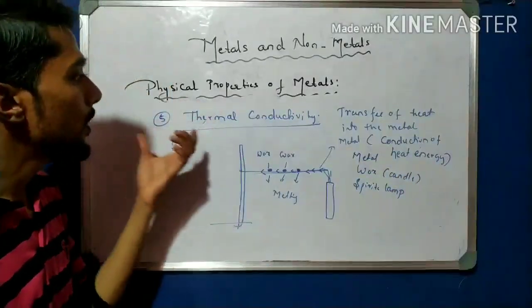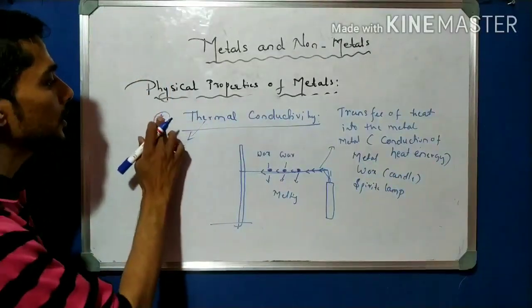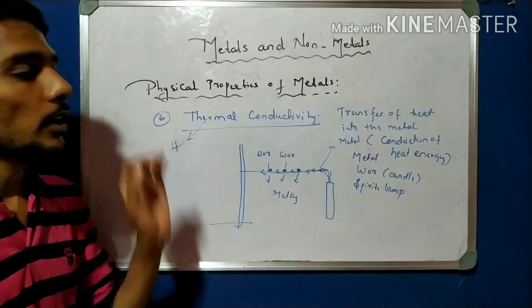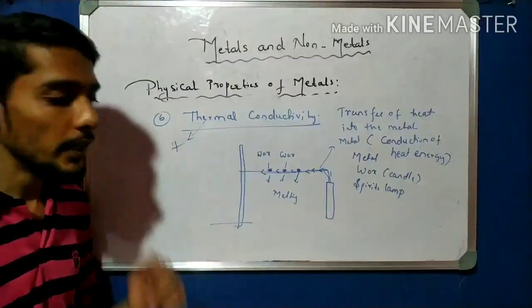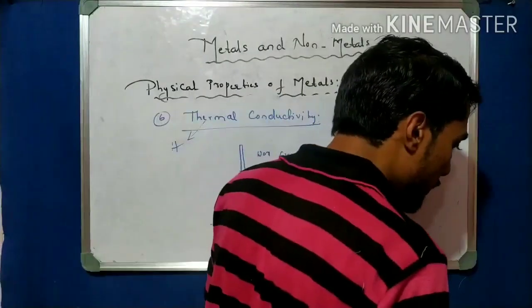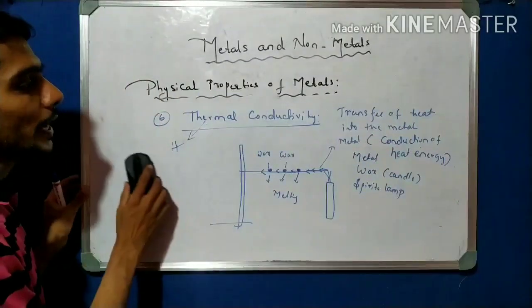So this is nothing but the fifth property. Sorry, this is the sixth physical property of metal, that is thermal conductivity. Okay, students, please write down this one. Okay, I can remove this one.